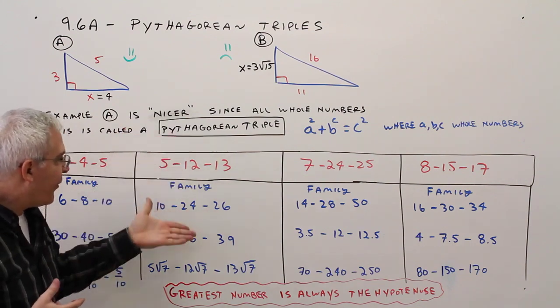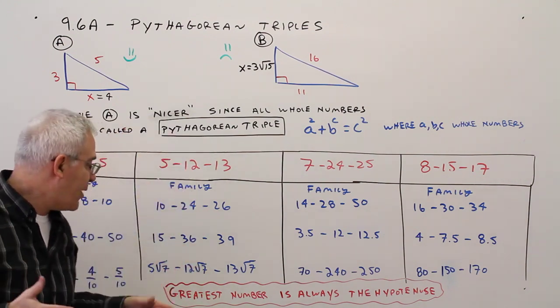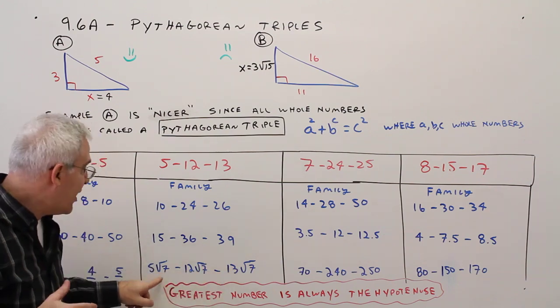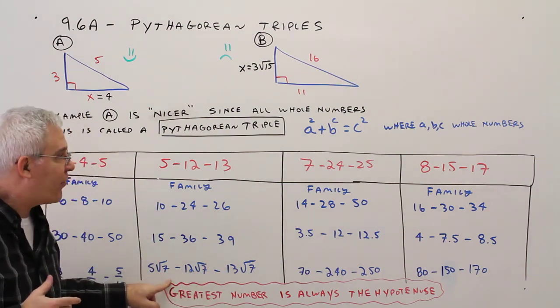Okay, again, multiply everybody by the same number. Even if it's irrational, it's still related. Of course, it's not a Pythagorean triple.